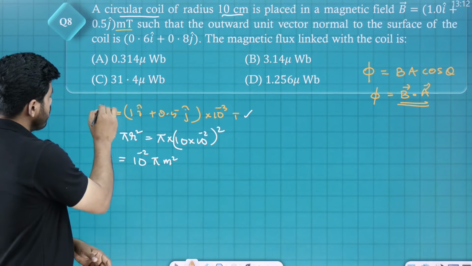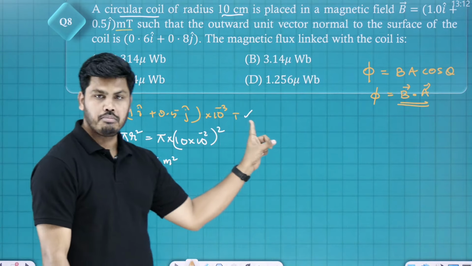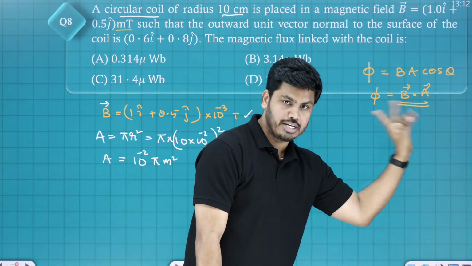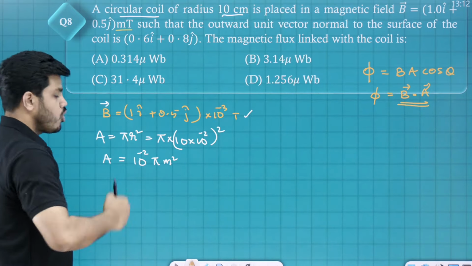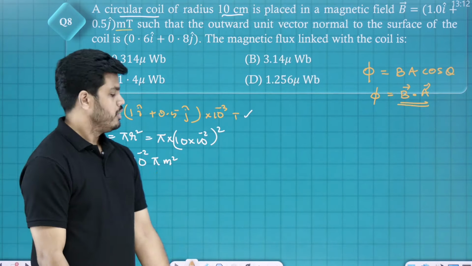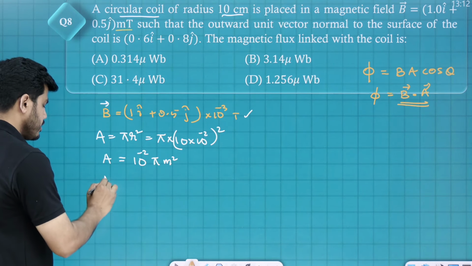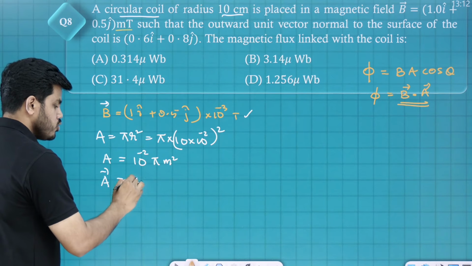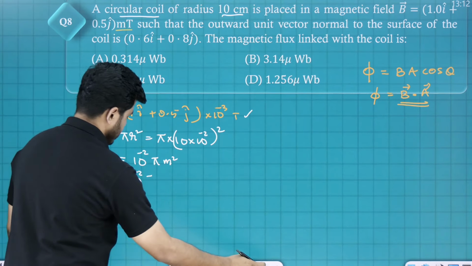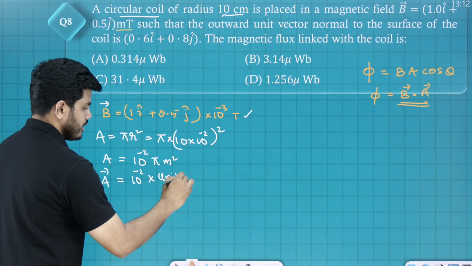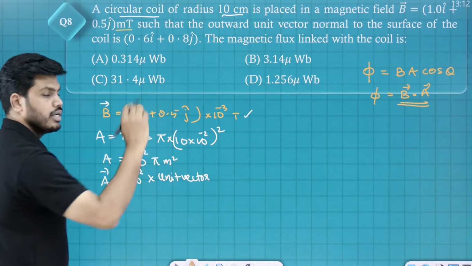But this is already in the vector form. We have i cap, j cap, right? It is already in the vector form, to apply the dot product later. But area is not in the vector form. We know only the magnitude. How can you convert this into a vector? That is 10 raised to minus 2 times pi, the magnitude, into a unit vector. That is how we convert this into a vector.